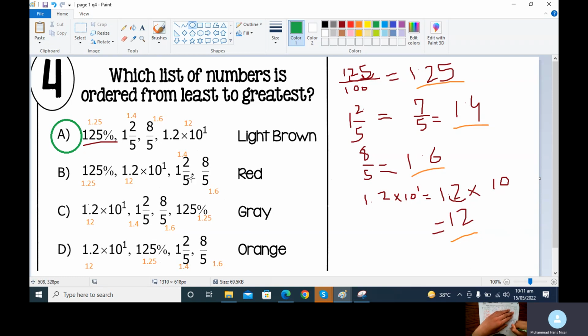You can also see the other options. In the B part you have 1.25 and you have 12 here, the greatest, and then 1.4, so it is not following least to greatest. In the C and D parts he has written the greatest in the first place, so that can't be possible; obviously we need to write the least number first. We need to go from the least to the greatest step by step. So three options are wrong and one option is correct.